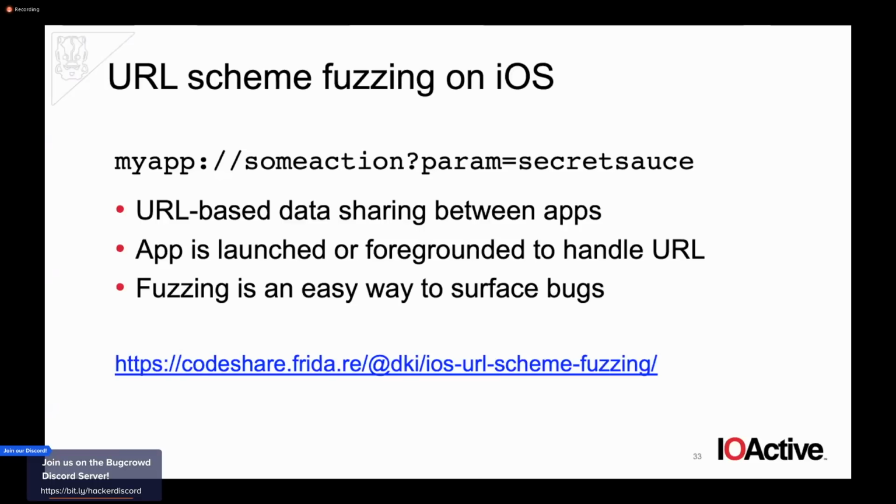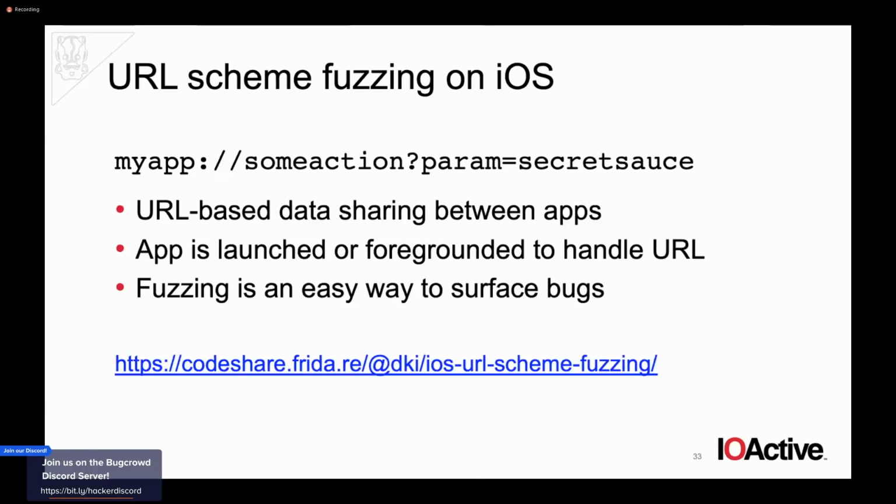And the way this works is an application can register a scheme. For instance, a scheme might look like myapp. That would be the prefix on a URL. They can register themselves as a handler for that scheme. And then when any other process loads a URL that starts with, for instance, myapp://, the application that registered it would be launched or foregrounded and handed that URL to handle and take action on further.